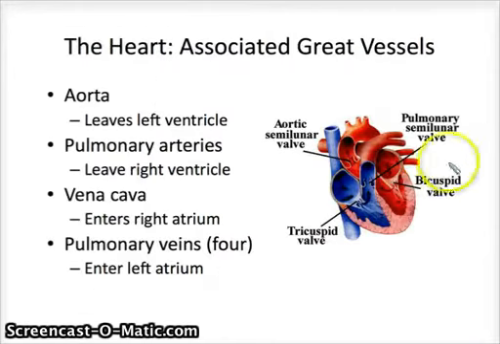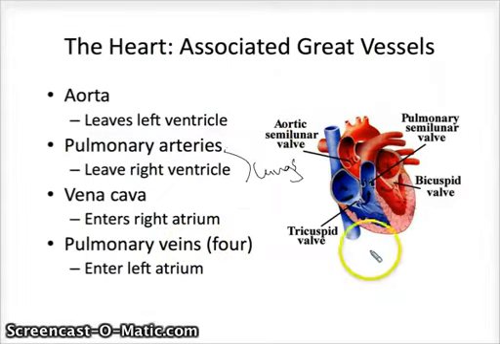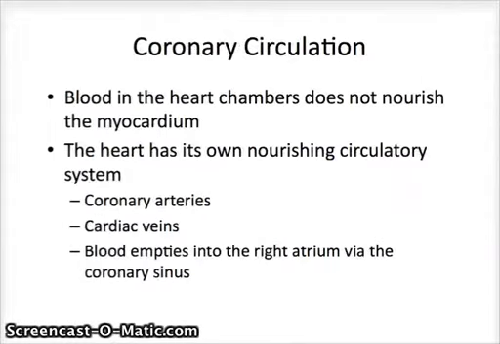Great vessels: the aorta is what goes to the major parts of the body. Pulmonary arteries go to the lungs. The vena cava, we have a superior vena cava and an inferior vena cava, and those empty into the right atrium, and they are what return the systemic blood to the heart. And then the pulmonary veins return the blood from the lungs to the heart.